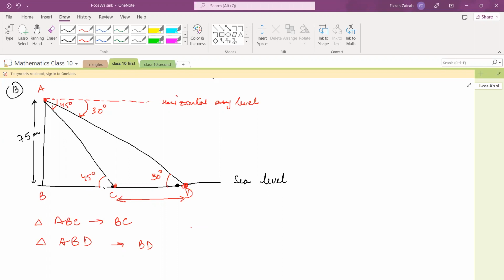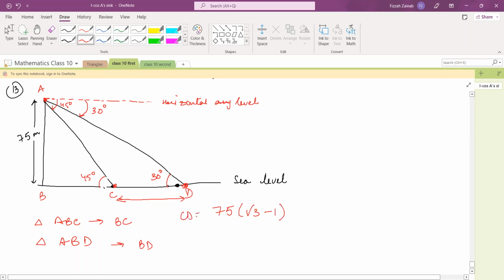Yes, Sarah. After getting 75 root 3 minus 1, we don't have to go any further. Finally you will get 75 into under root 3 minus 1. That's the value of CD, right? Yes. Okay. Because you cannot do anything more here.